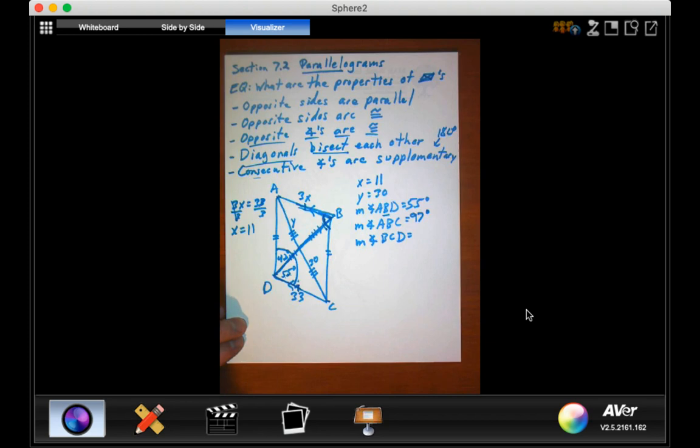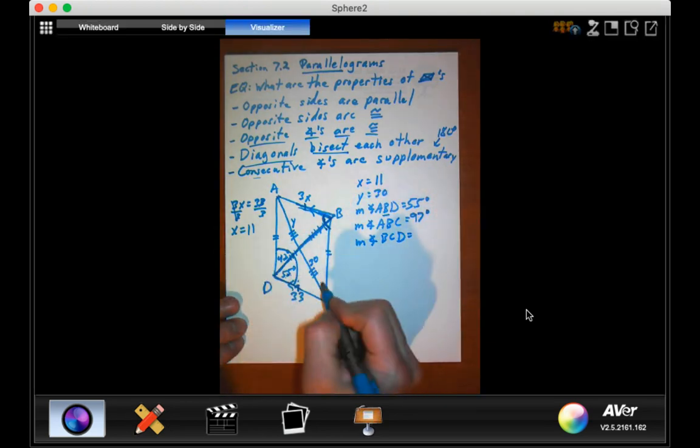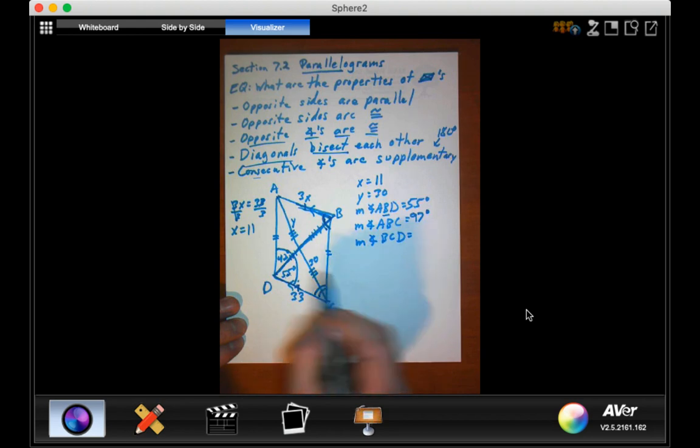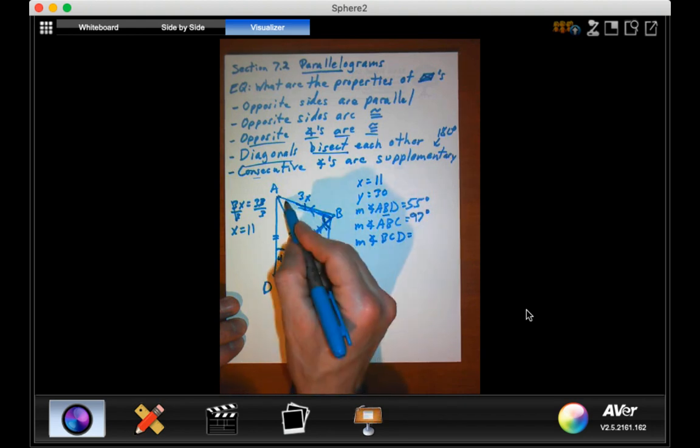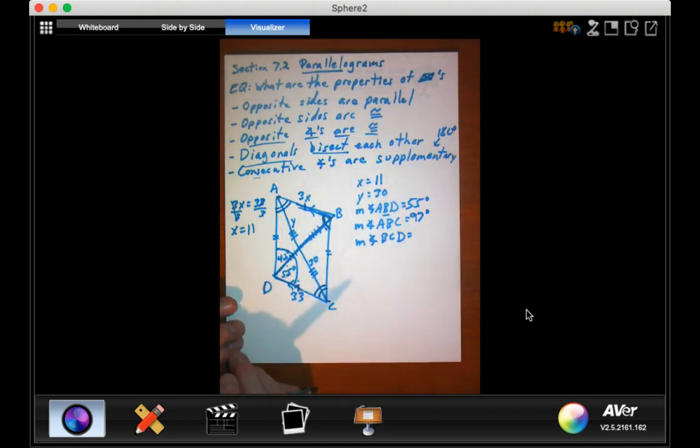The last question, angle BCD. BCD is here. I'm going to put 2 slashes on this angle because it doesn't match these two, but it does match this one. So we can put 2 slashes up there if we want.